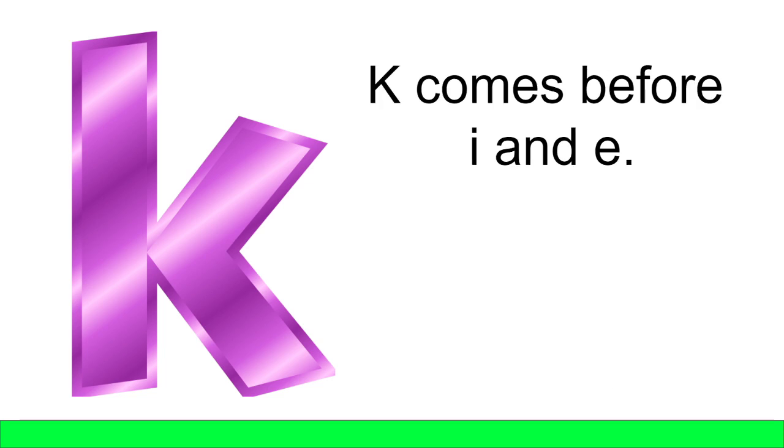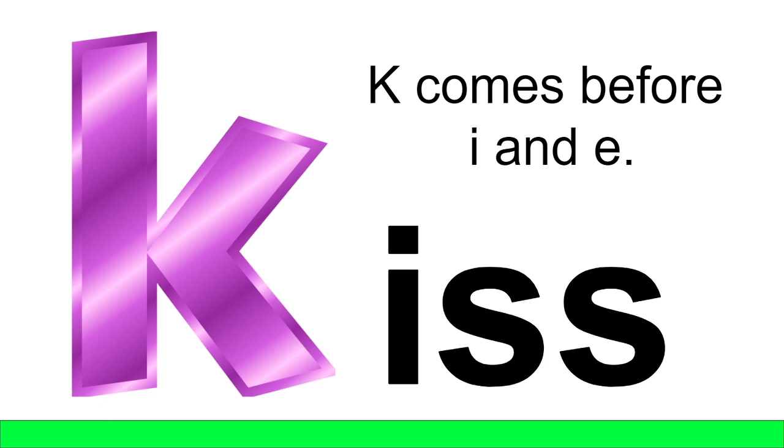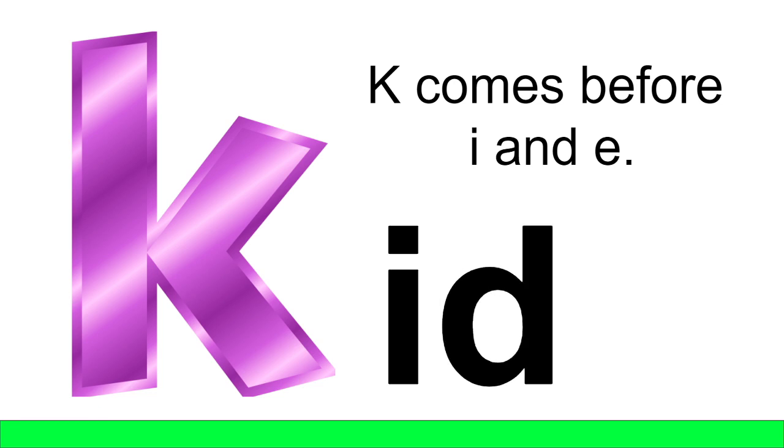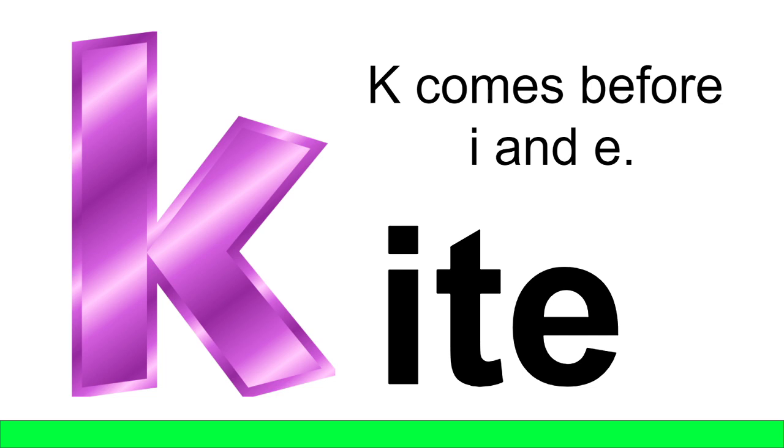In our poem, we learned that K comes before the letters I and E. So the word kiss would use a K because the K comes before the I in kiss. In the word kid, we would use a K because K comes before an I. What about the word kick? You guessed it. K comes before the I. The same would be true in the word kite.